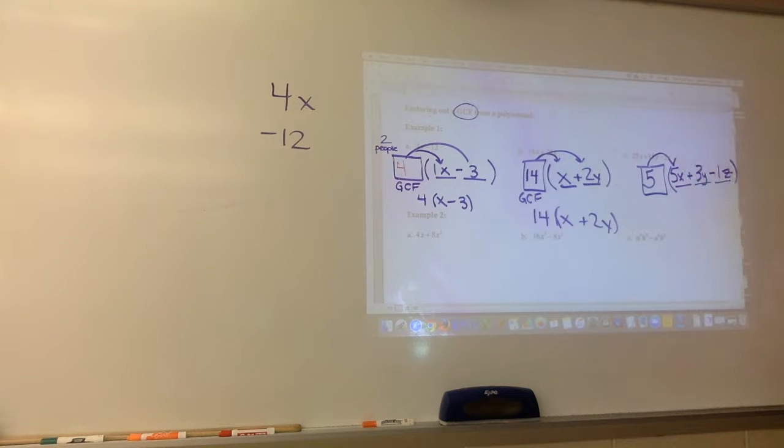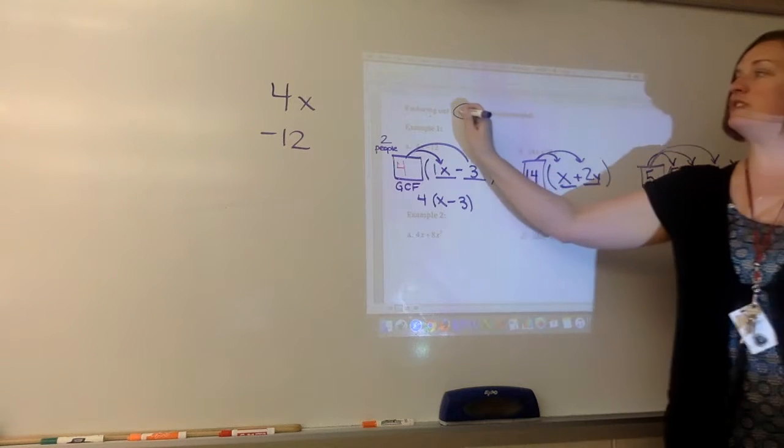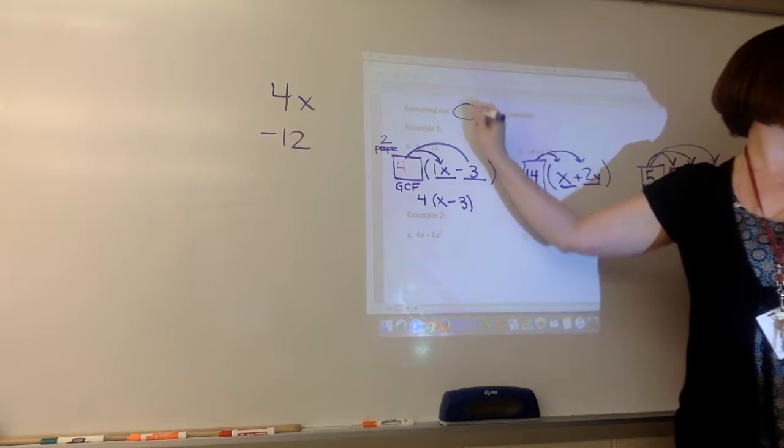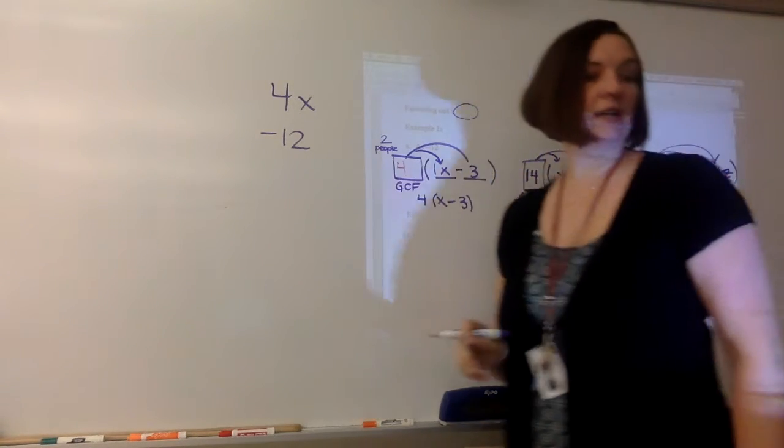Multiply back. 5 times 5 is 25. 5 times 3 is 15. 5 times negative 1 is negative 5. This is called GCF factoring. So if you have your highlighter, which you should have in your pouch, right up here, highlight this GCF. Highlight, highlight, highlight. GCF factoring.